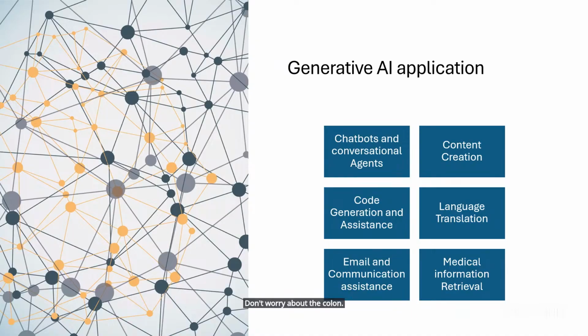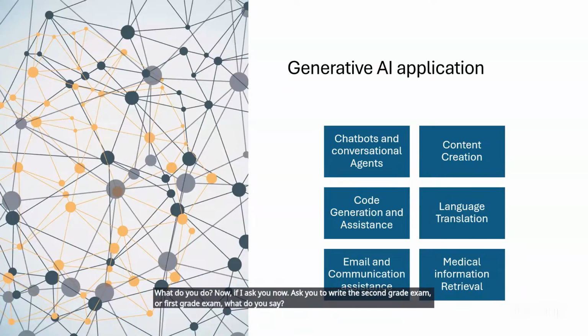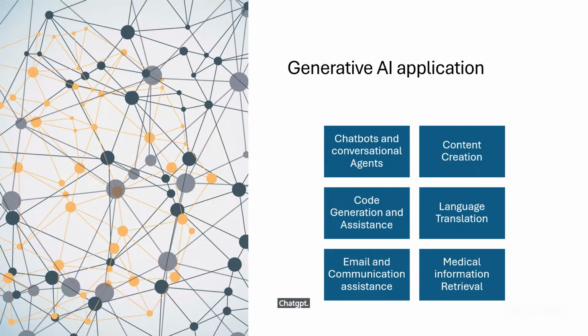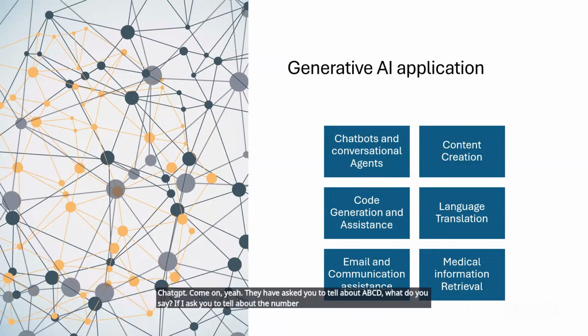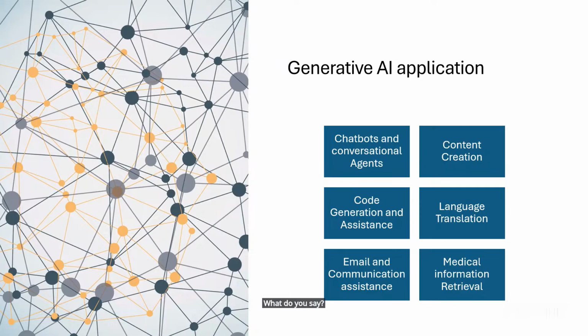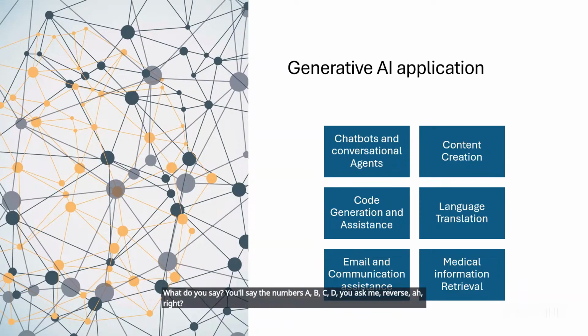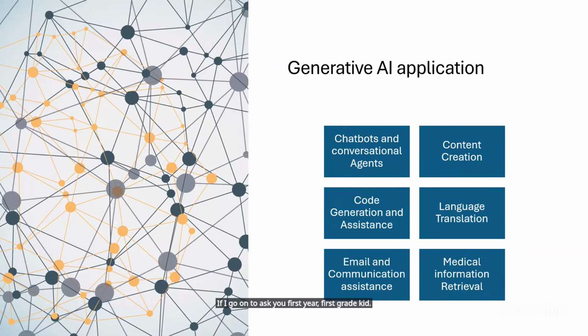Coding is just a kind of piece of paper, right? If I ask you to write a second grade exam, what do you do? If I ask you to write the second grade exam or first grade exam, what do you say? ChatGPT. If I ask you to tell the ABCD, or the numbers 1 to 100, you'll say them. You ask me in reverse, all right. If I ask a first grade kid, will they be able to tell? They think. Like coding also, you are not required to spend hours and hours of coding.